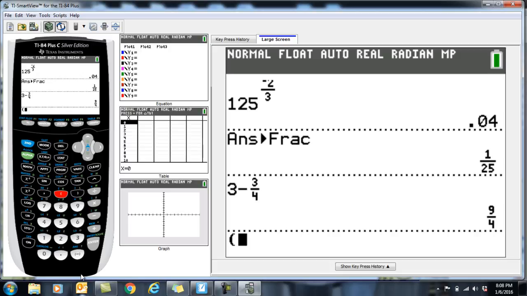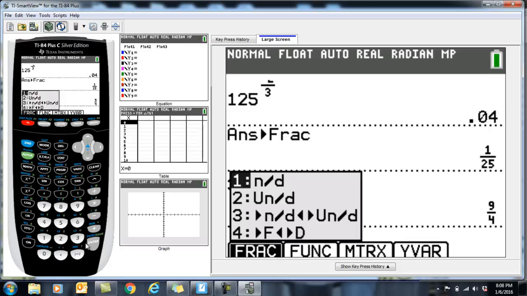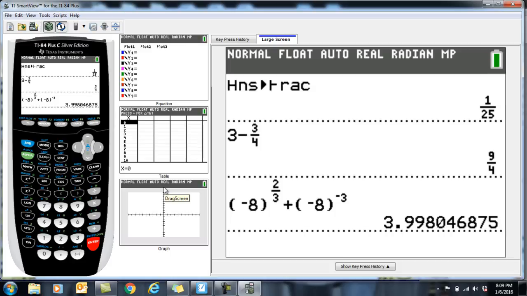So I'm going to take my calculator and I'm going to do my -8 to the power of, and then I have to do 2/3. So I'm going to do my fraction. So I have 2/3. And then I have to arrow to get out of the fraction, and then arrow again to get out of the exponent. And I have to add to that -8 to the power of -3. And my calculator is going to do that for me, and it's going to give me this decimal.